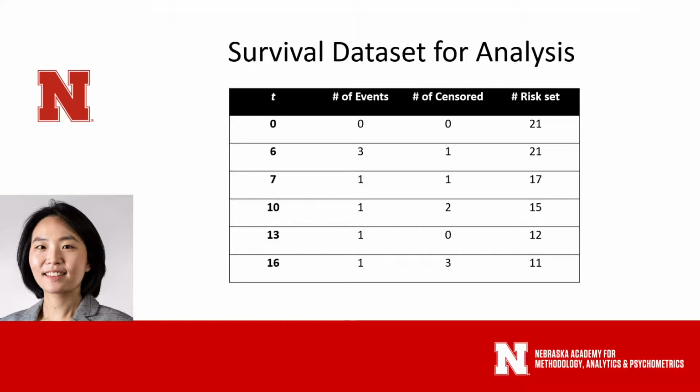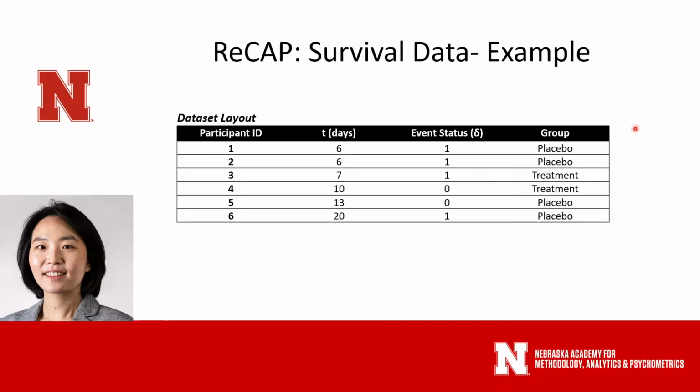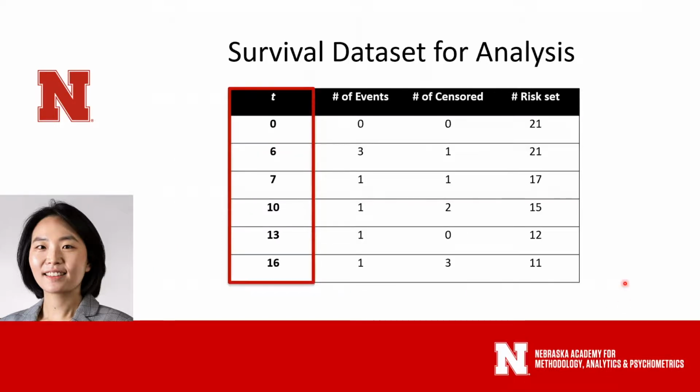To calculate the survivor probability by hand, we need to rearrange our data set like this. The first thing we need to do is rearrange our data set in ascending order of time, so the smallest values go on top. Then we need to count how many people experienced events, how many censored observations we have by time, and how many people are at risk by time. This is a little different from what I showed you, because that data set layout is for the computer program, and this is for the hand calculation.